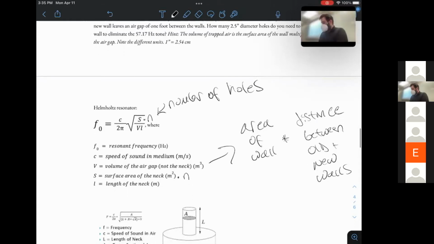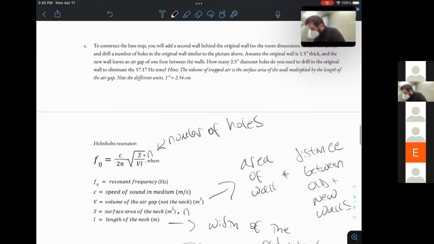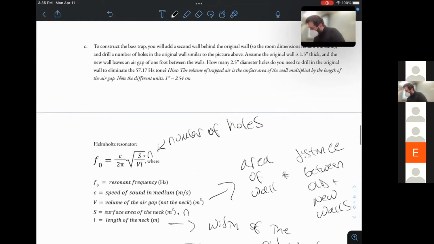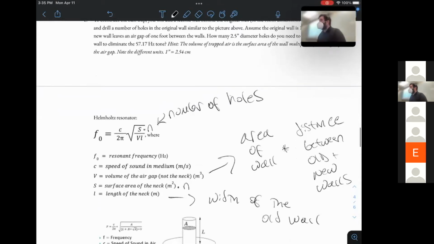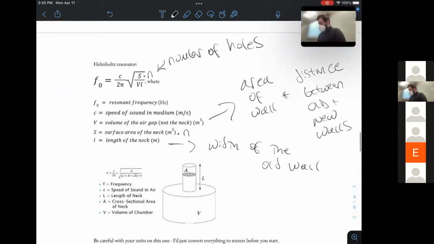So let me get through it, and then we'll talk questions if we need to. And then L is just the length of the neck. The length of the neck is not going to change, right? Doesn't matter how many you drill, right? The length of that neck is the width of the old wall, right? Yeah, right. So the original wall is 1.5 inches thick, right? So that is the length of the neck. Okay. That I think about gets you there.